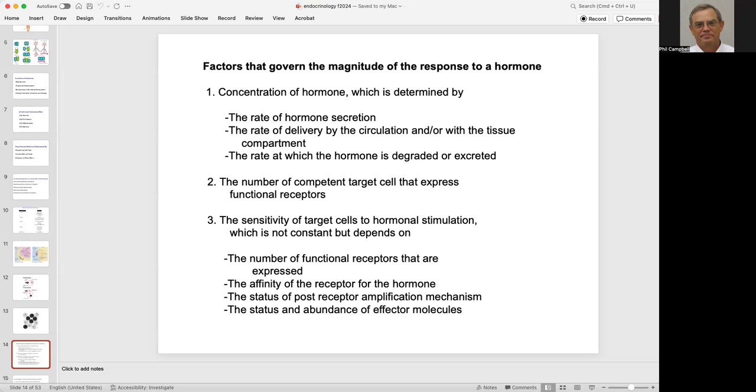Now, if I change the affinity, that means I haven't changed the number, but I've changed the binding affinity. By increasing the binding affinity, I will increase the likelihood of this chance encounter to have permanence. That means that they will stay bound, and as long as they're bound, they're stimulating the cell, right?